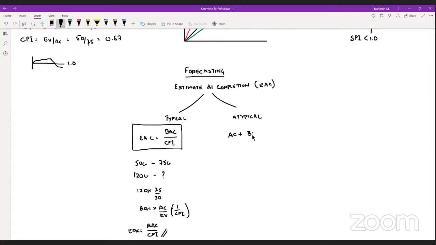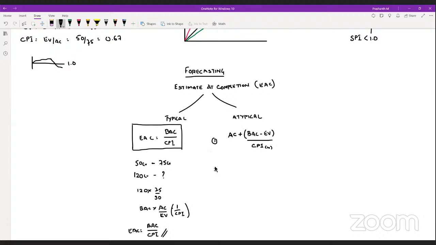Correct. BAC is the total work minus whatever you have completed, the earned value, not AC. Whatever you have completed, you remove from whatever you need to complete, so you get the remaining work. The remaining work, I will divide by a different CPI rate. This is the new CPI rate that he is anticipating to complete the work in the future.